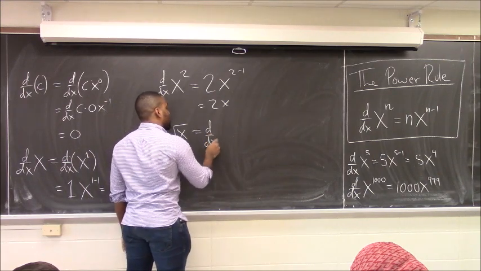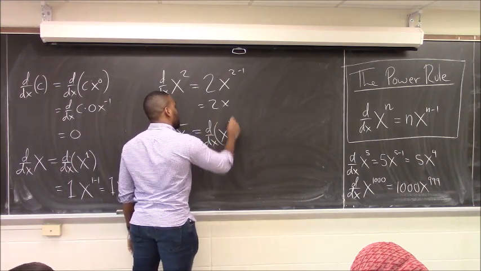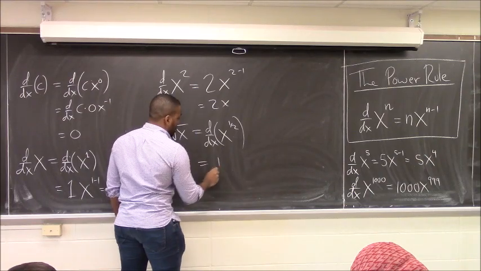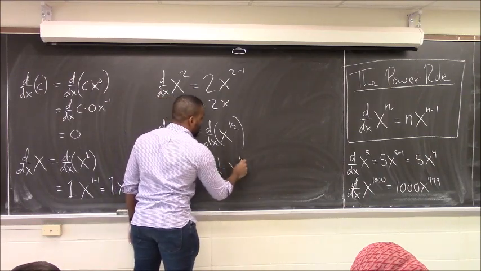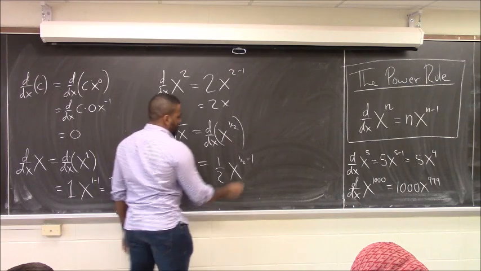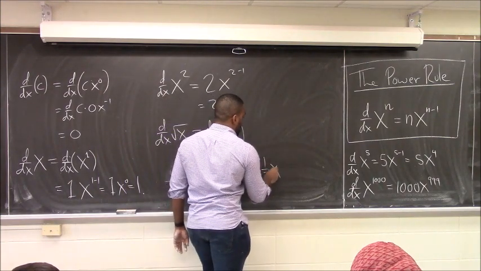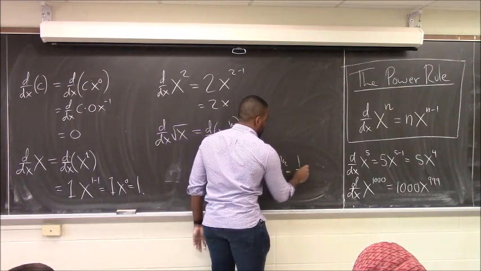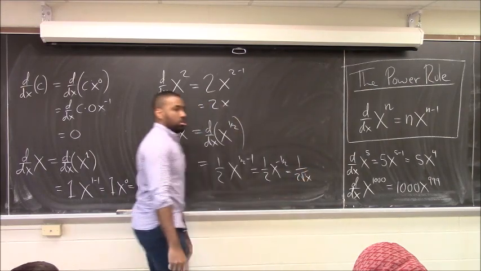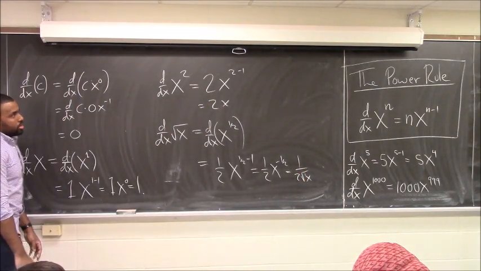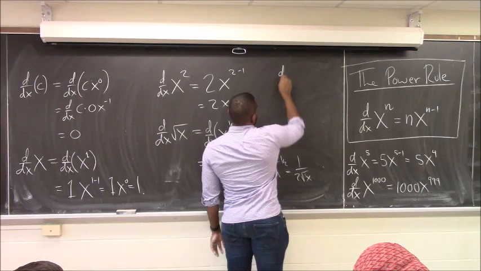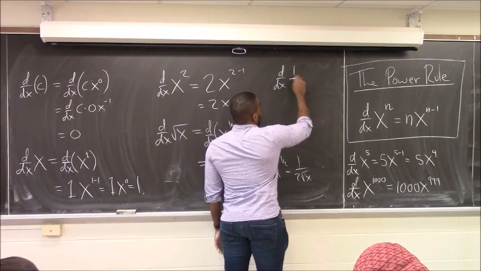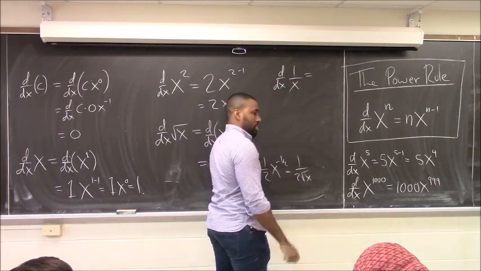Well, that's just the derivative of x to the 1/2 power. By this rule, I can move the half down in front and subtract 1 from the power. That gives me 1/2 x to the minus 1/2, which is 1 over 2 radical x. That becomes easy. We can look at the derivative again, and you can even look in your notes how long it took us to derive all this stuff.